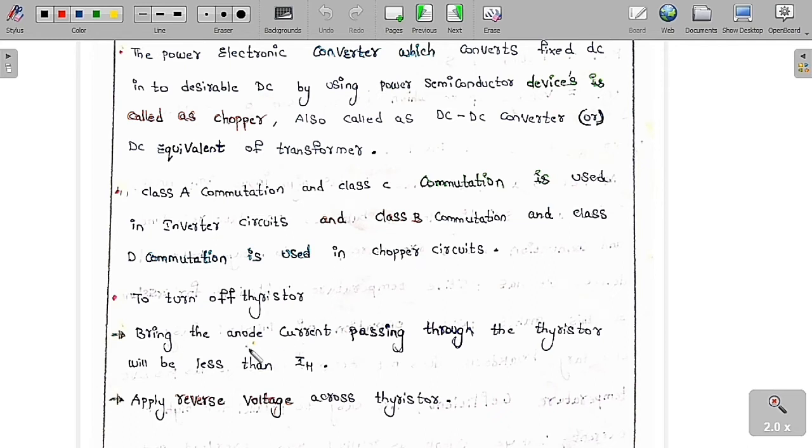To turn off a thyristor, bring the anode current passing through the thyristor below IH, or apply reverse voltage across the thyristor. So there are two methods by which we can turn off the thyristor. One is to bring the anode current below the holding current; if you make the anode current less than the holding current, it automatically turns off. The other is to apply reverse voltage across the thyristor.